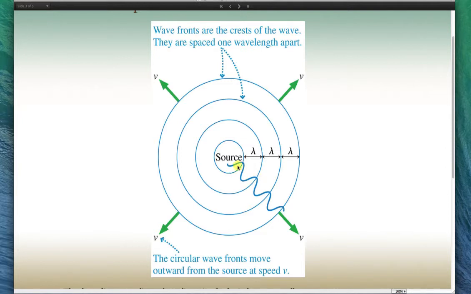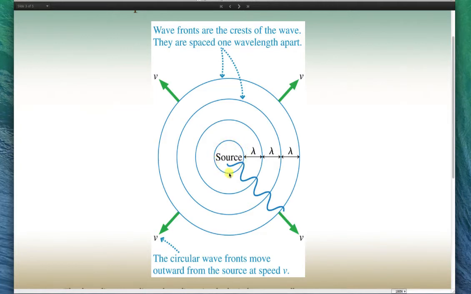And so this little line here, which looks like a sine function graph, is like a cross-sectional plot of what the wave looks like in one particular direction. And these circles that we've drawn here are called wavefronts. They're drawn in such a way to represent all the locations on the water that are all at the same maximum displacement. We say that they're all at the same phase.